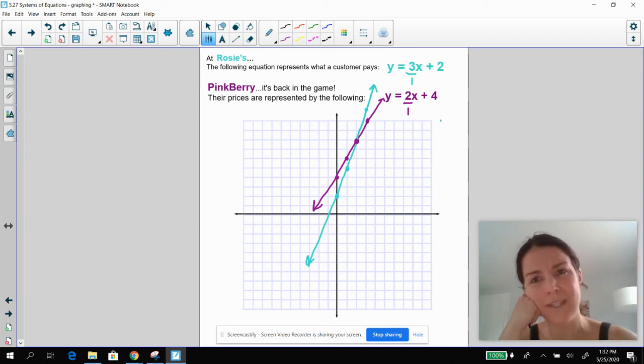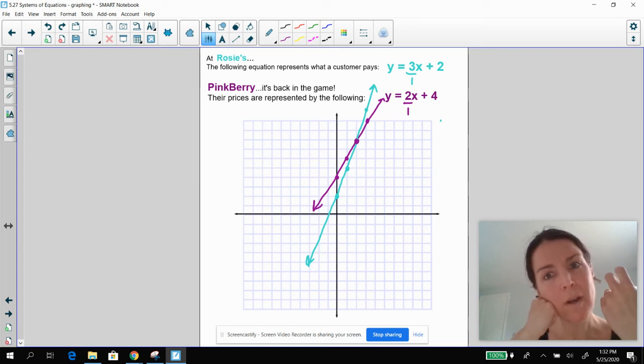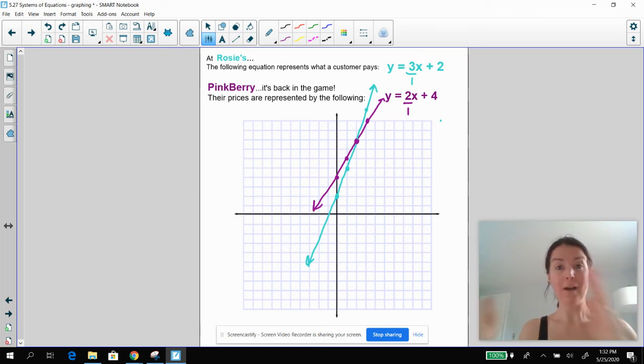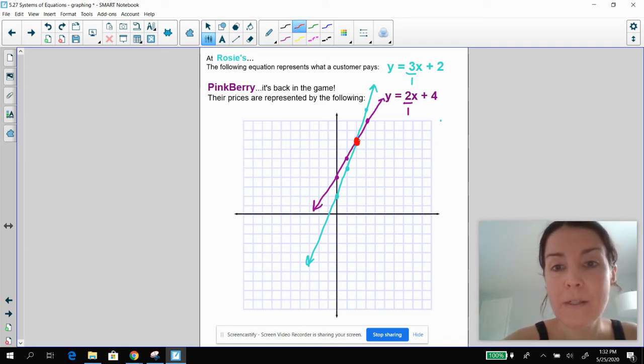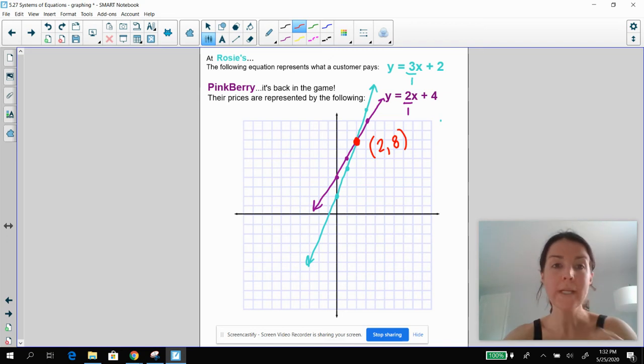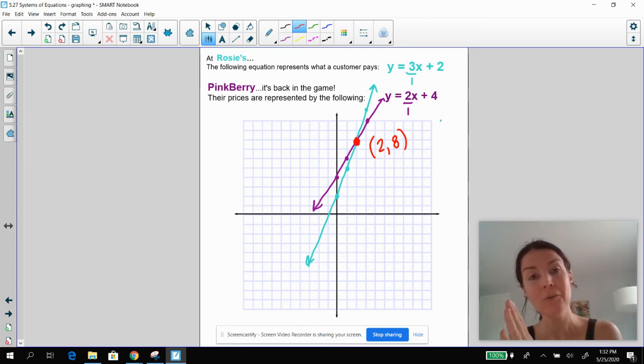So what do you notice here about these two lines? They cross, awesome. But what also happens? When they cross, they flip. So look what happens up until this significant point here. And this is the coordinate point 2, 8. Which is more expensive? Well, Pinkberry, right? The purple one is up on top, up until 2. And then what happens after 2 is Rosie's gets more expensive.